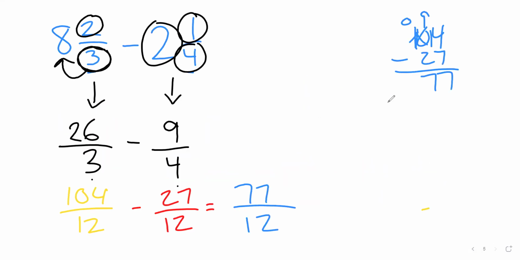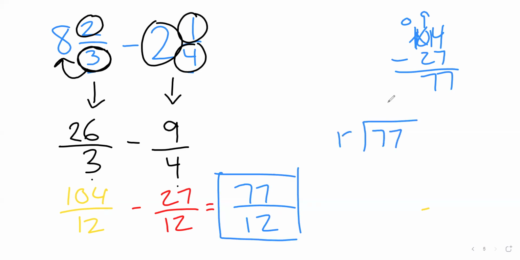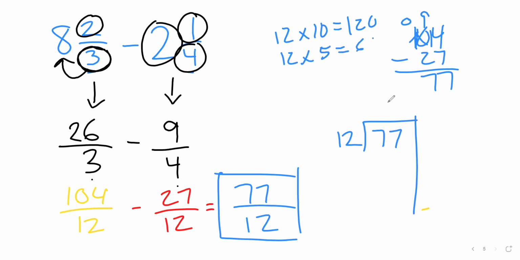So I am going to go ahead and take this. And remember, this is a division problem. This is literally saying I got 77 and I'm dividing by 12. So let's see here. What do I know? I know that 12 times 10 is 120, but that's too big. But I could take a half. 12 times 5, that's 60. I'm going to do that.